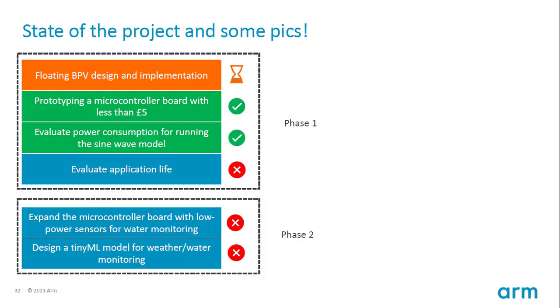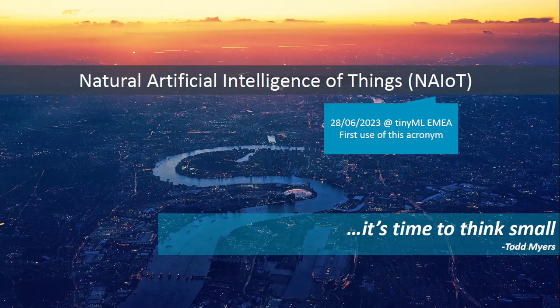I skipped this. Of course, the project is still in progress, so it's not finished. I really hope next year to present something else about this. But I'd like to leave you with a new acronym: the Natural Artificial Intelligence of Things. So, a device that does not need an internet connection but can be powered with only natural power sources. And this is the first use of this acronym as far as we know, and here at tinyML EMEA.